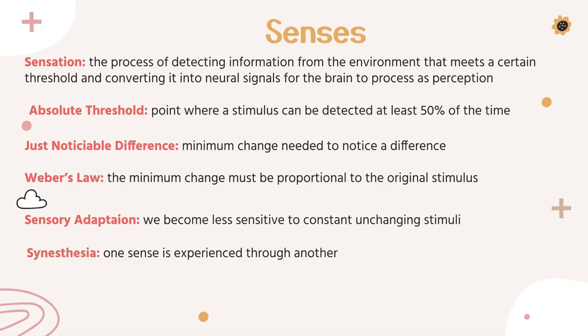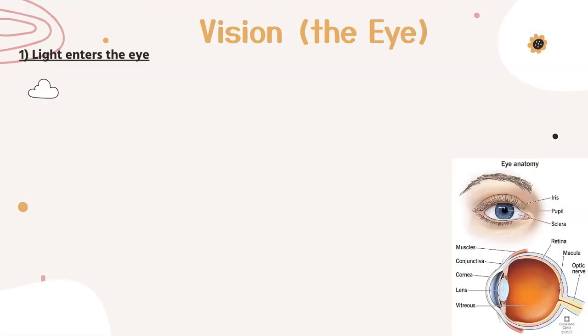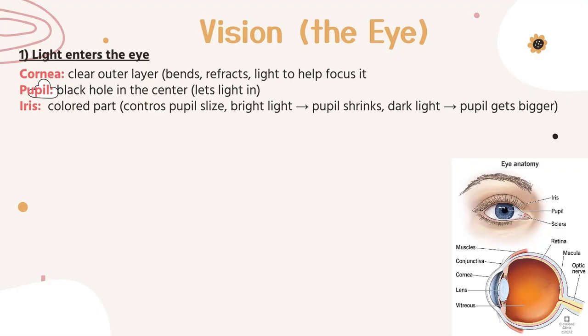Vision, the eye. So first, light enters the eye. The cornea is the clear outer layer. It bends, refracts the light to help focus it. Then it enters the pupil, the black hole in the center, which lets the light in. And the iris, the colored part, controls pupil size.